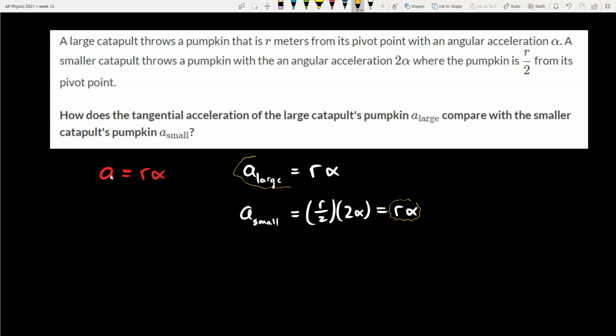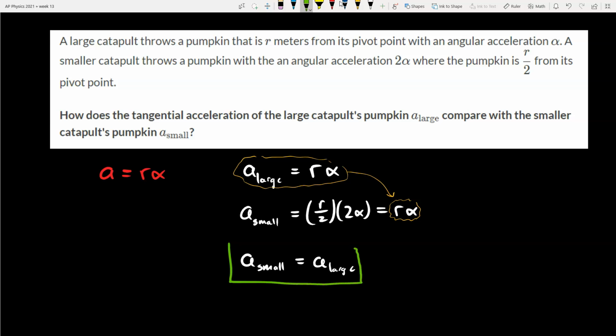Right, so you can kind of see we can substitute that in. So what we get is a small is equal to a large. And so they are, in fact, the same thing. There's no like rearranging that we have to do or anything like that. They are equal to each other. So how do they compare? They are the same.